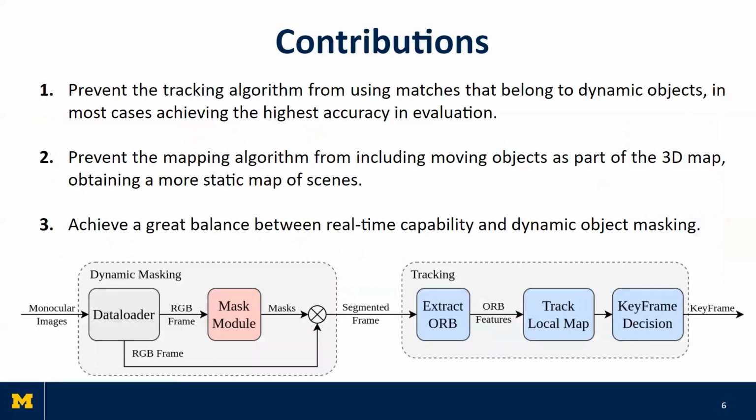Okay, so compared with DynaSLAM and YOLACT, our main contribution is that we propose a method that can prevent the tracking algorithm from using matches that belong to dynamic objects, which leads to, in most cases, the highest accuracy in evaluation. At the same time, it prevents the mapping algorithm from including moving objects as part of the 3D map, obtaining a more static map of things. Besides that, we also achieve a great balance between real-time capability and dynamic object masking.